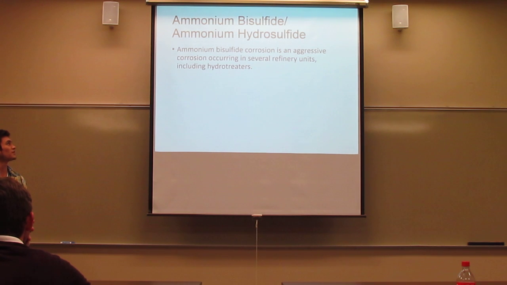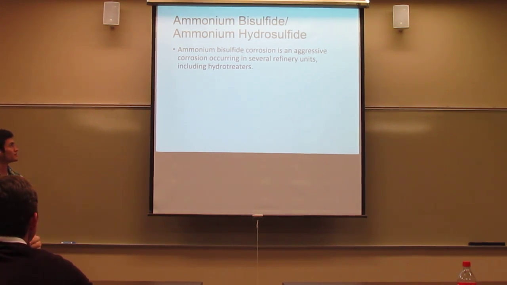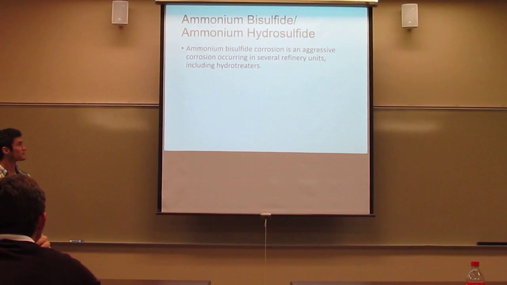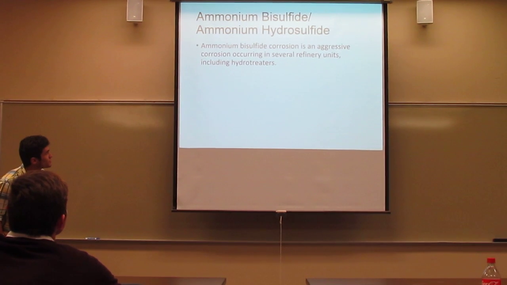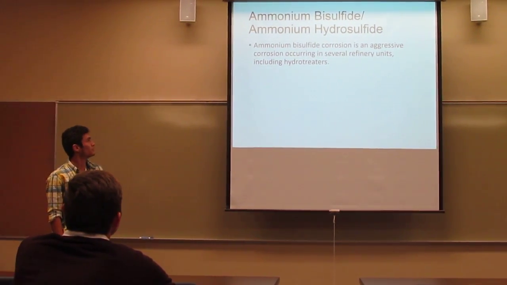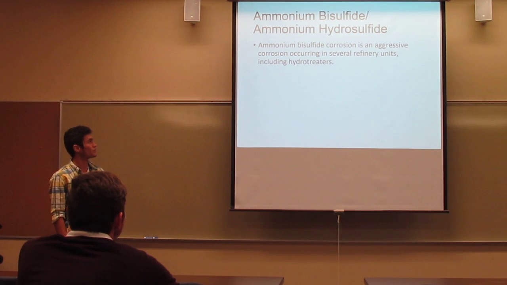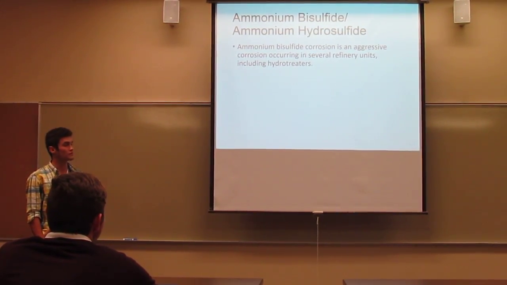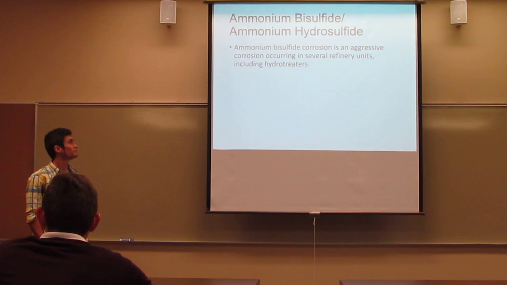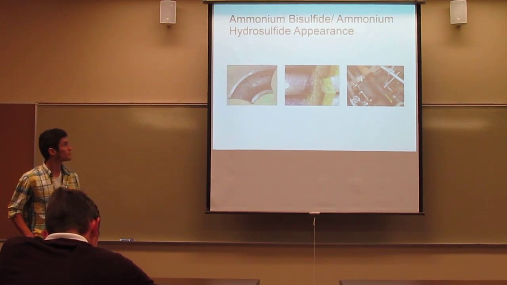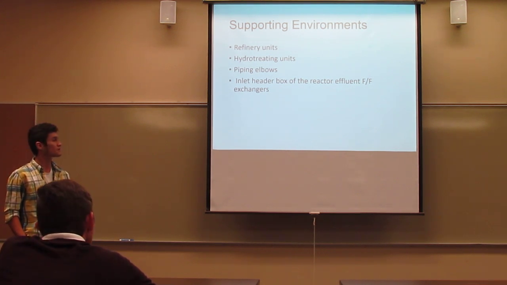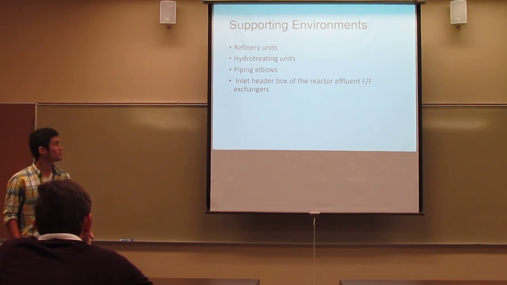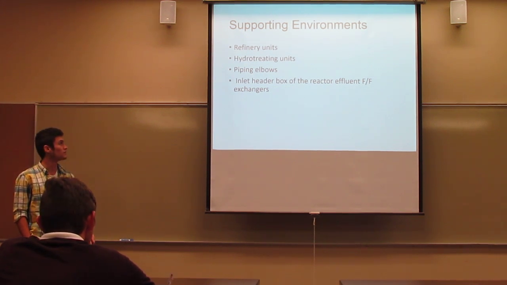The next one's going to be ammonium bisulfide and ammonium hydrosulfide. They're kind of the same thing. It's just hydrogen and then two sulfide ions. Ammonium bisulfide corrosion is an aggressive corrosion occurring in several refinery units, including hydro treaters. Here's some pictures. Supporting environments: refinery units, hydro treating units, piping elbows, inlet header box of the reactor, effluent exchangers.